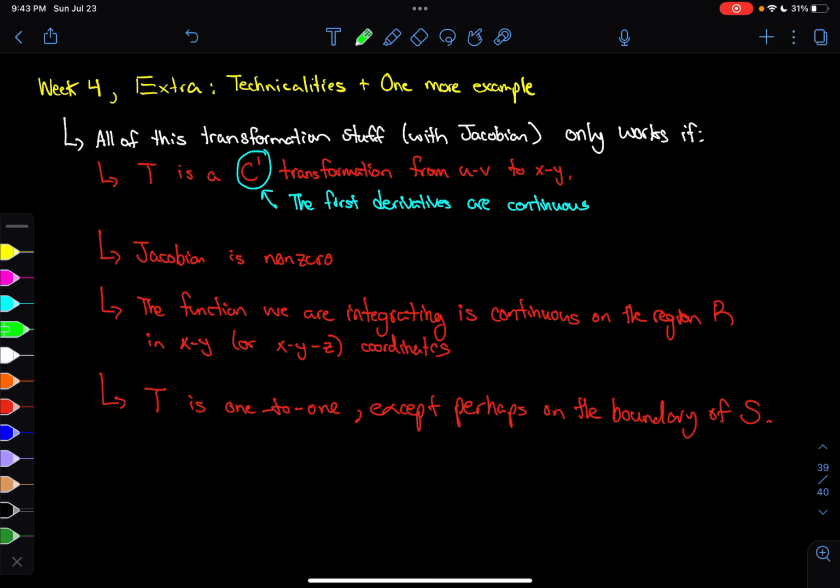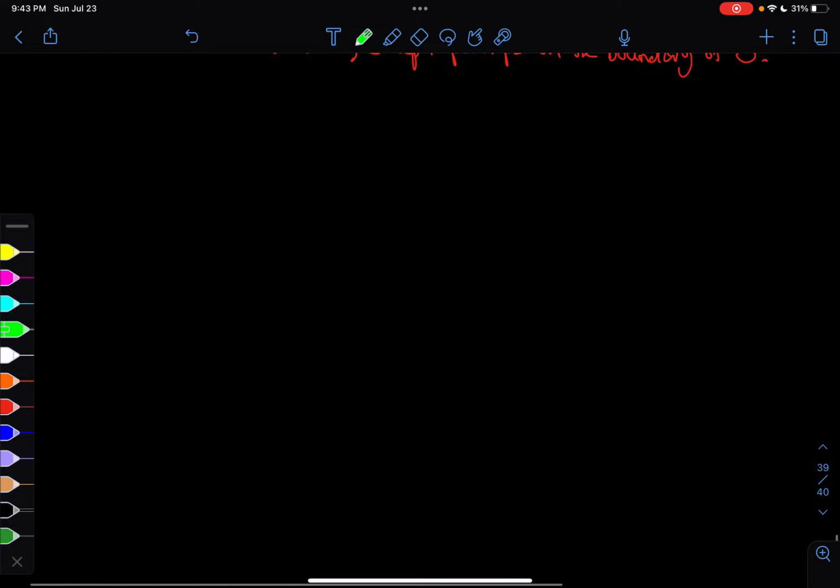I wanted to do one more example that's in the book of doing change of variables to really drive in the point of how to do it. It's not really a complicated one, but here's what it is.